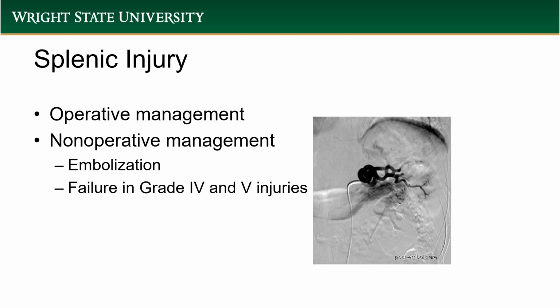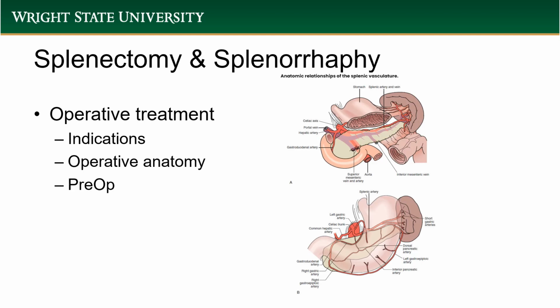And here we can see that after angioembolization, our active extravasation of our splenic injury is significantly improved. Okay, so say you have a hemodynamically unstable trauma patient, or you have one of those grade 4 or grade 5 injuries as seen on CT scan, you're going to want to proceed with operative management. We discussed the anatomy earlier. Just keep in mind how well vascularized the spleen is.